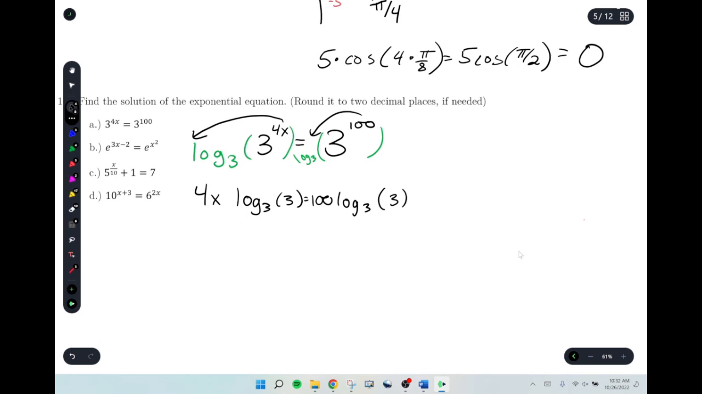100 times log base 3 of 3. What's log base 3 of 3? It's 1. So 4x equals 100. So what does x equal?